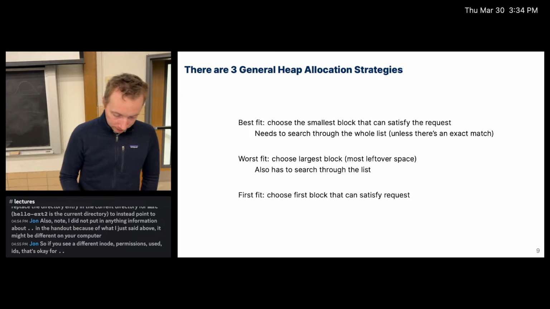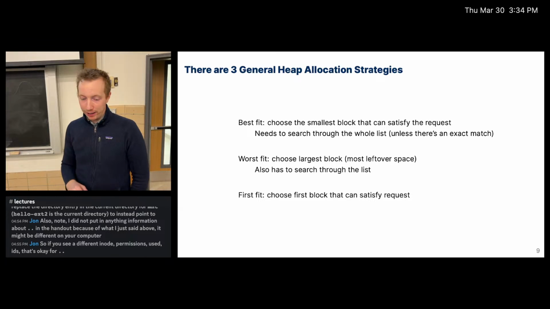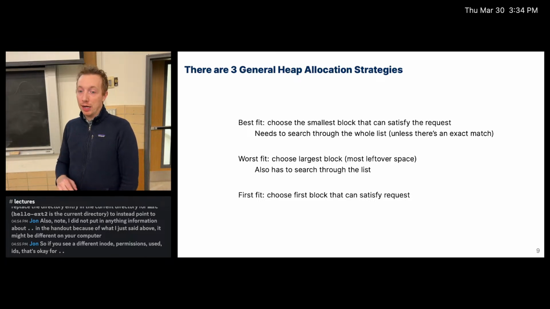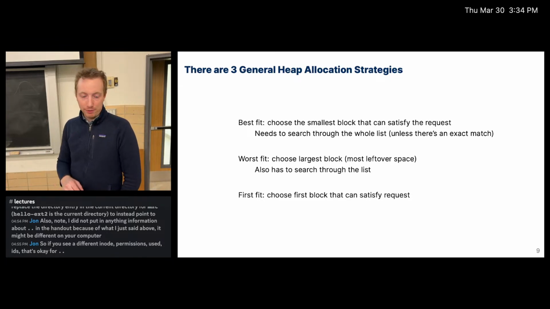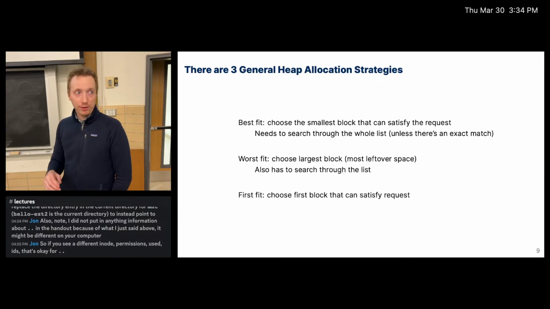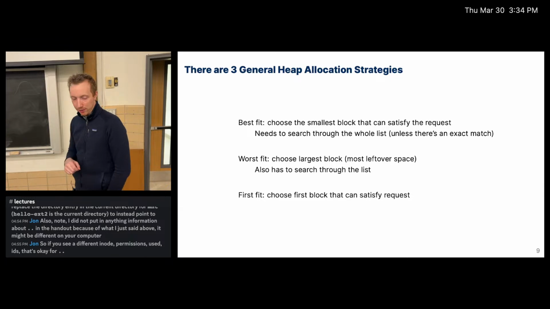The next strategy probably sounds stupid to you, and it is called worst fit. It basically does the complete opposite. It just finds the largest block, whatever has the most leftover space, and uses that one. So it searches through the list, finds the biggest free block, and says, yep, that's a good home for me, I will use that one.